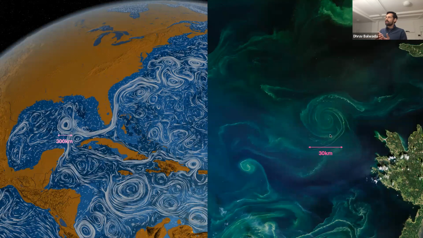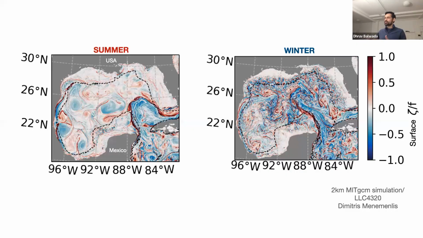So basically, if you want to understand what's happening at smaller scales, we will need to go to higher resolution simulations or higher resolution models. And I'll show you an example of that in the next slide.